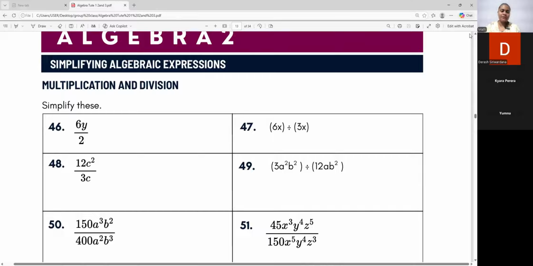It comes to the numerator. Then the denominator becomes 1. No point of writing 1. So, the answer is 3y. Like that. So, multiplication and division is easy.